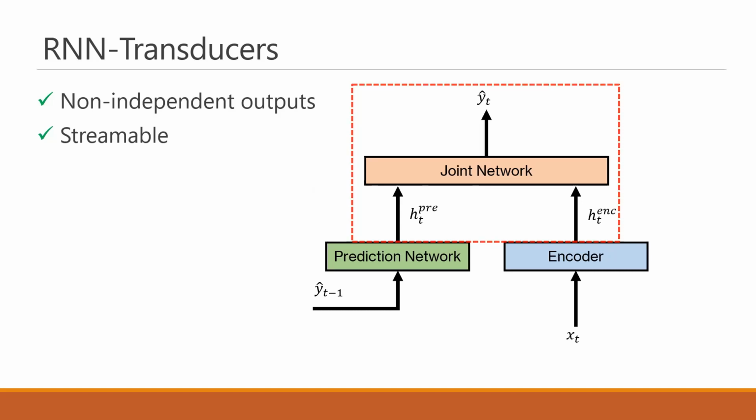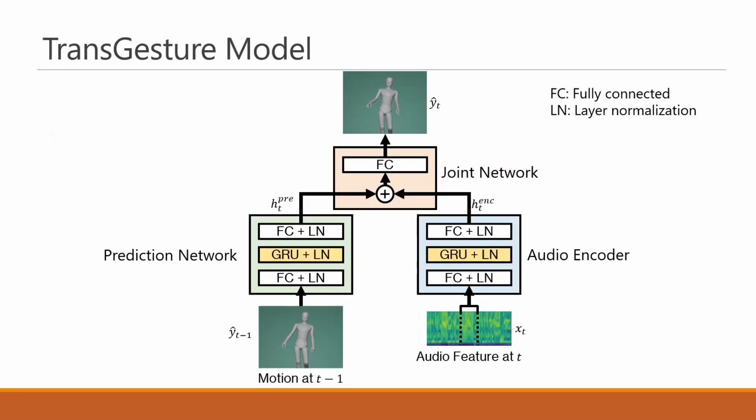Thanks to this architecture, RNN transducers have several good properties for gesture generation, namely non-independent outputs and streamable processing. To the best of our knowledge, RNN transducers have not been adapted for gesture generation, despite these preferable properties. Based on RNN transducers, we designed our model named TransGesture.